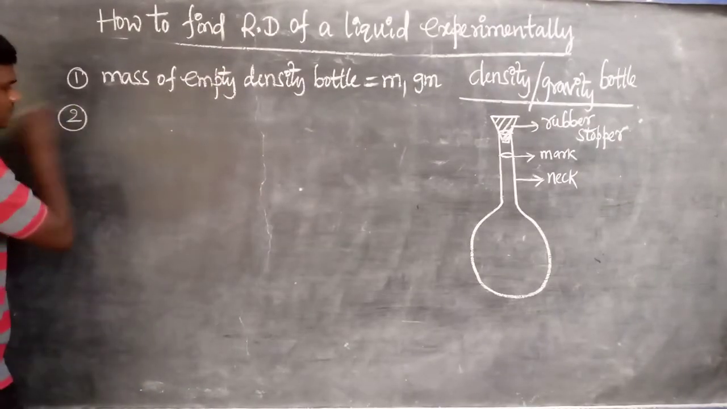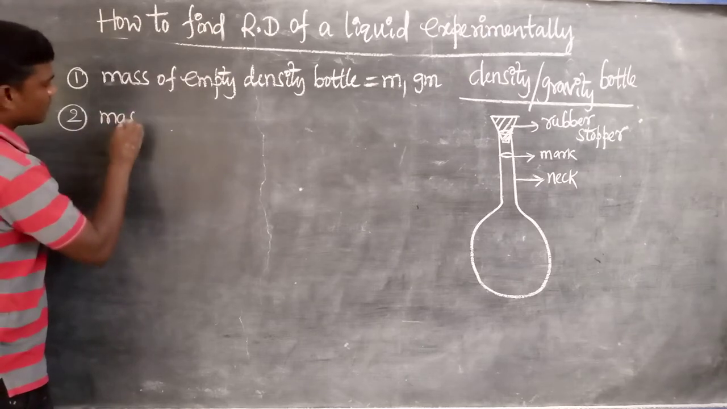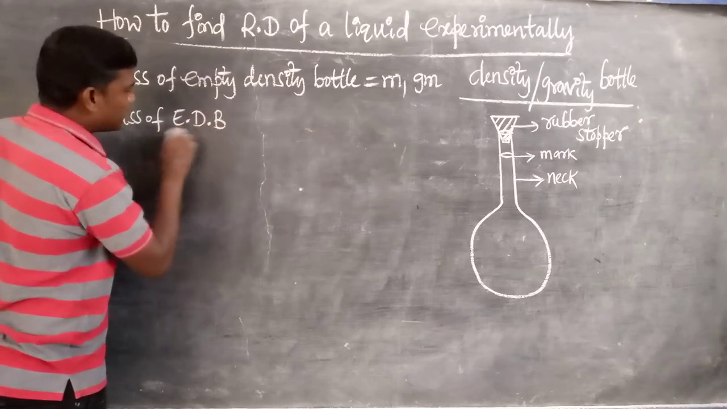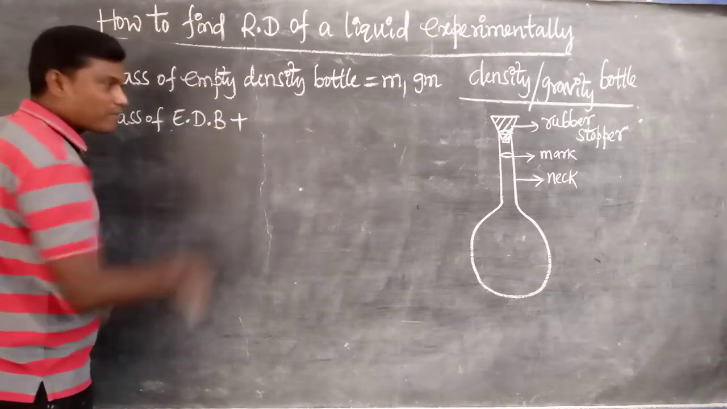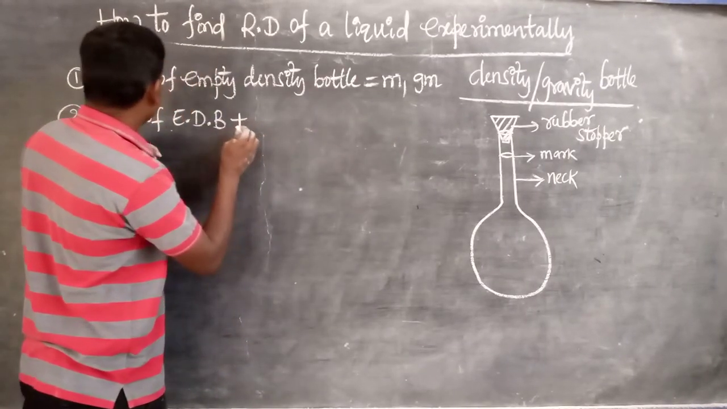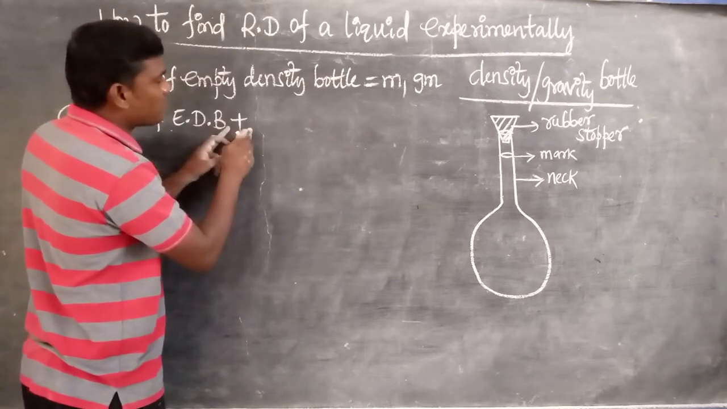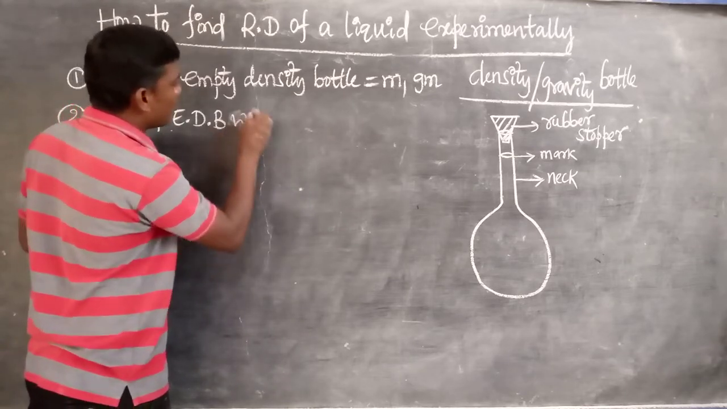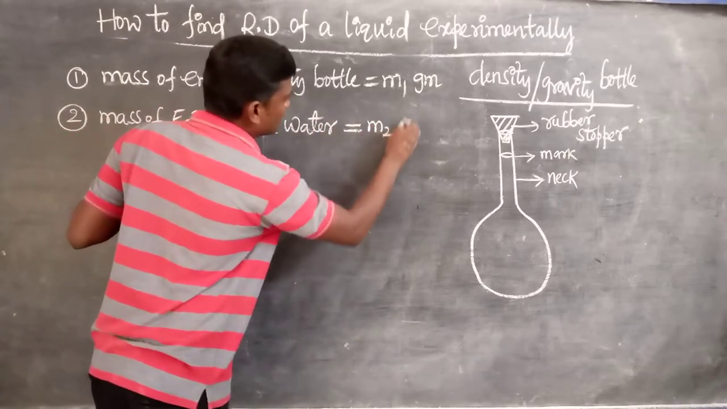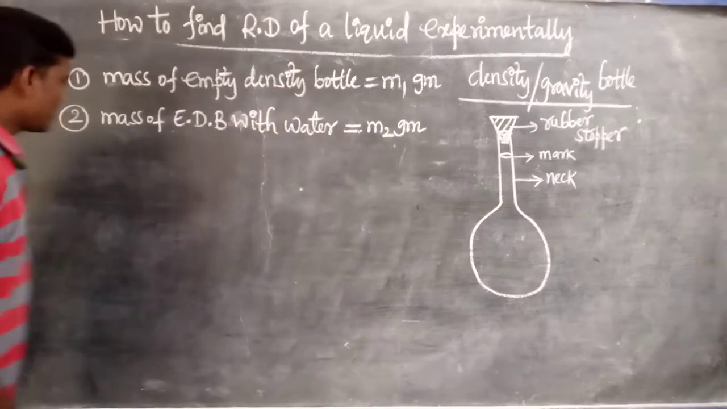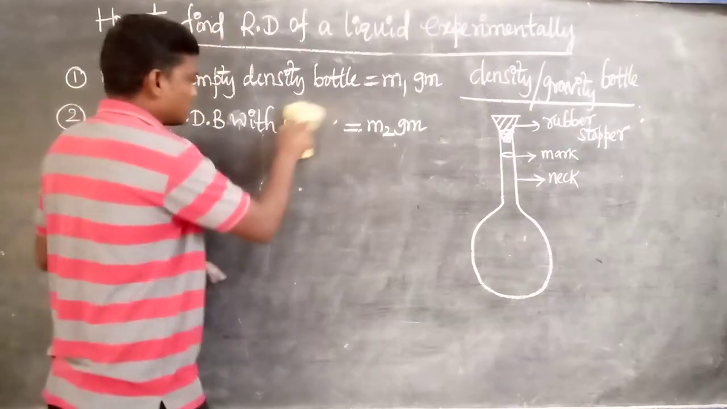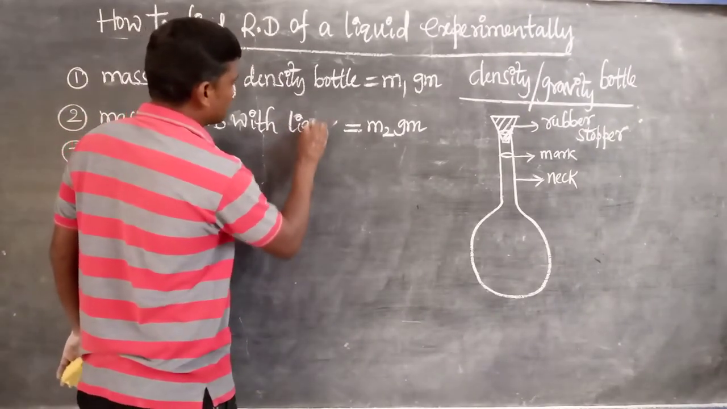So the second one, what is that? Mass of the empty density bottle plus what you filled, water. So the mass of the density bottle with water is M2 grams. We note it down. Next, third one. Okay, sorry, not water here, liquid first. First one is liquid.